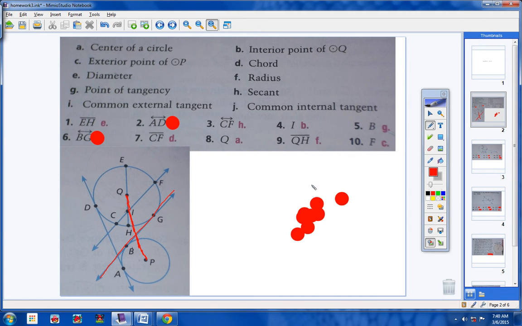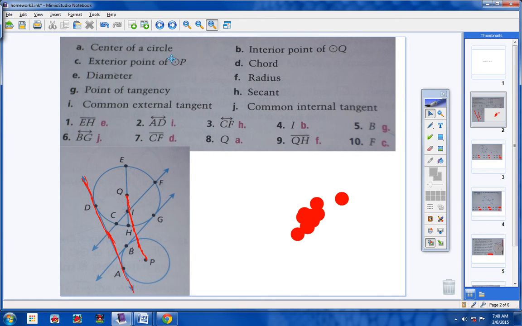So that's going to be letter J for BG. Now, let me do something here real quick to get rid of a line. There we go. Now, this line of tangency right here is tangent to the circles, but notice it does not cross this imaginary line. It's on the external, the outside of these two circles. So we call that a common external tangent. So that's line AD. So line AD is letter I.